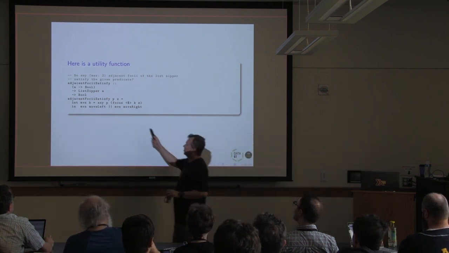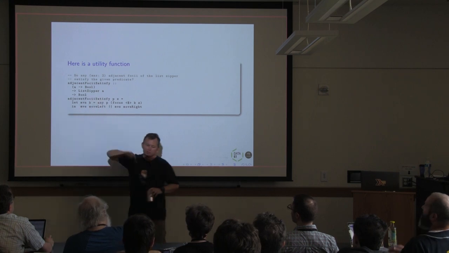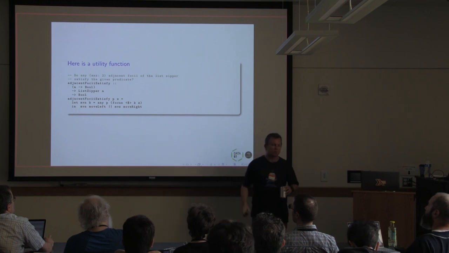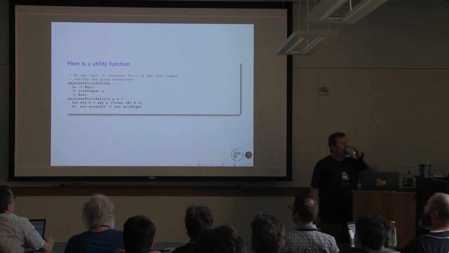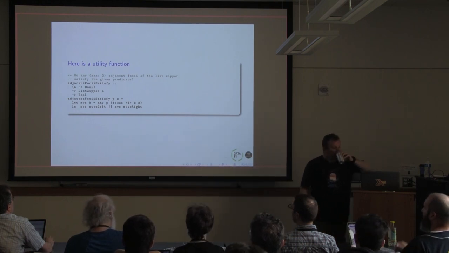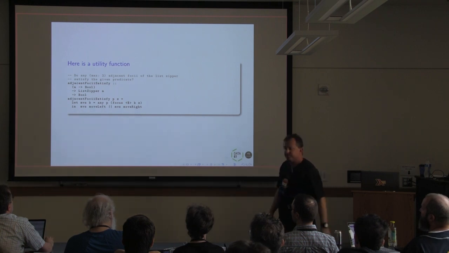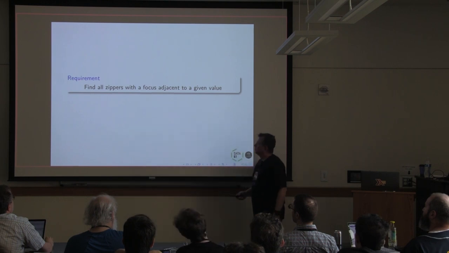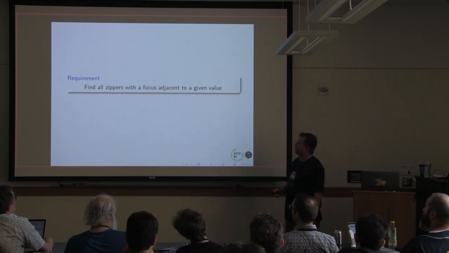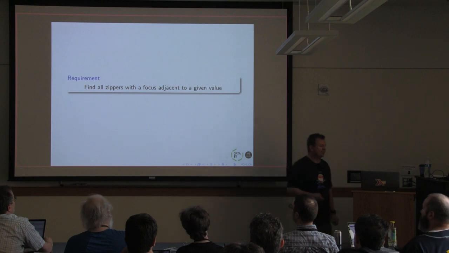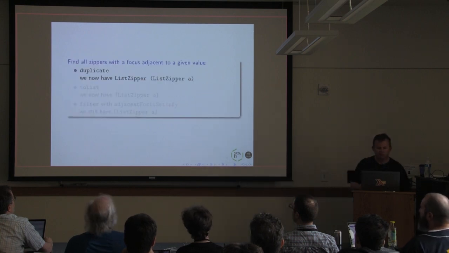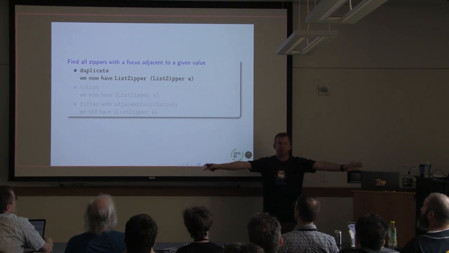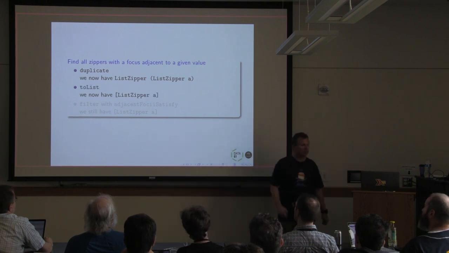So given this list zipper, do the two adjacent elements on either side of me, if they exist, satisfy that predicate? That's what that function does. Find all the zippers with a focus adjacent to the given value. So what I'm going to do is duplicate this list zipper, that is, get me all the list zippers from this list zipper. I'm then going to turn it into a list.